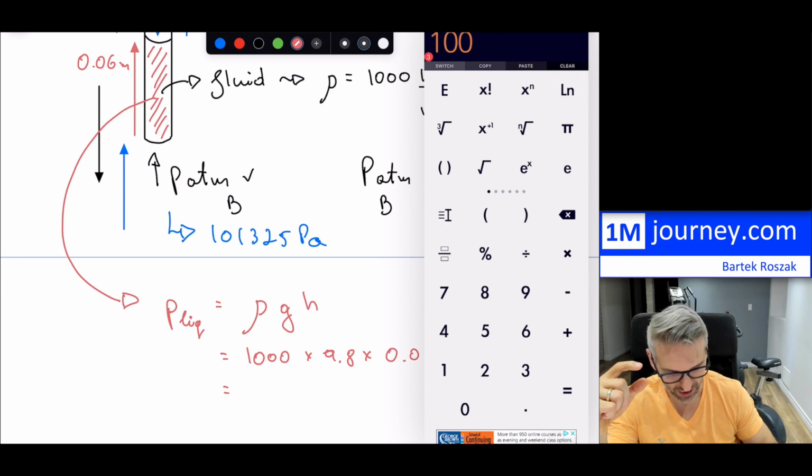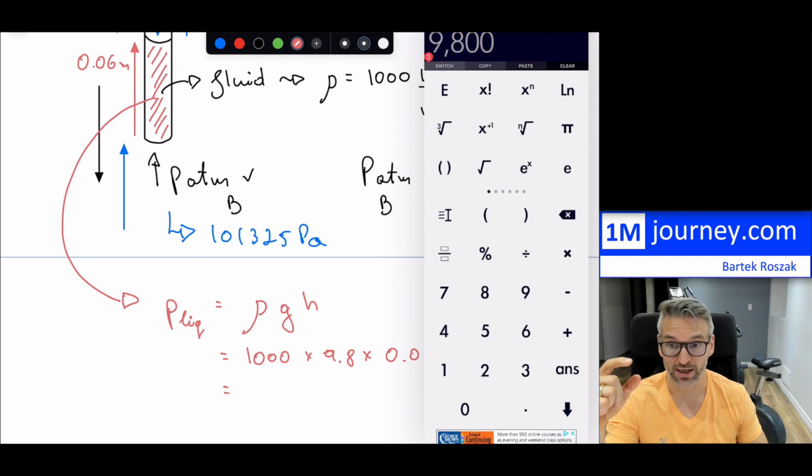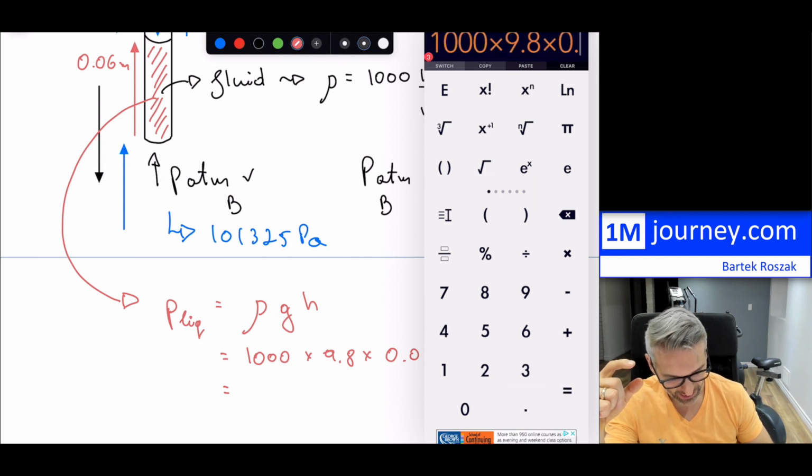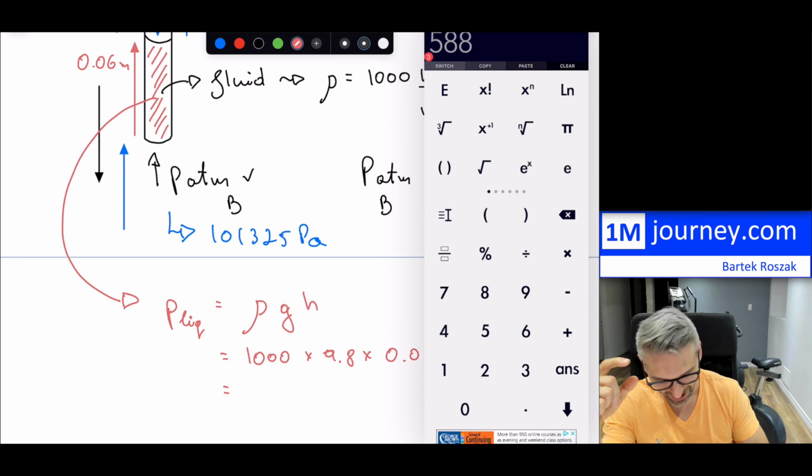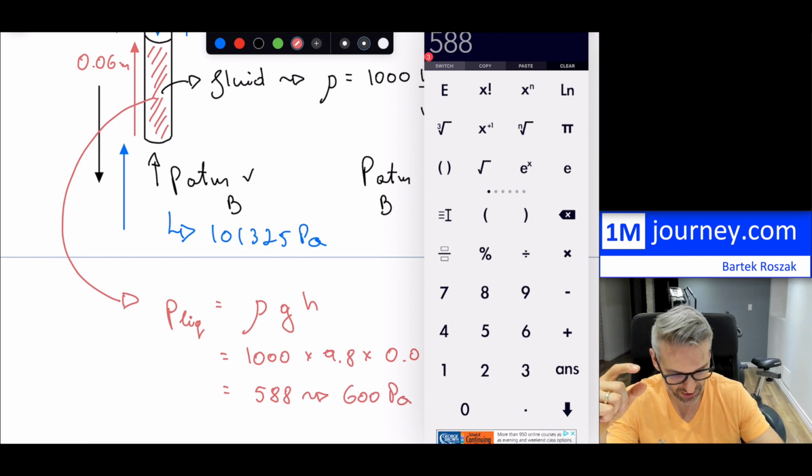Now the 1,000, I might say, ooh, maybe it's going to be a lot, because 1,000 times 9.8, all right, we're getting up there, right? And then we can take this and multiply it now by only the height, and that shrinks it down. So it's 588, let's say about 600 pascals if I round this.